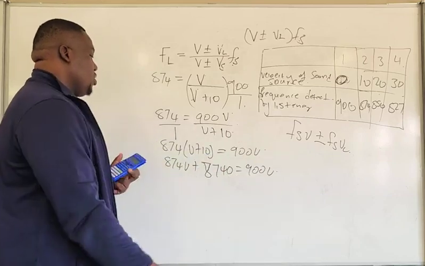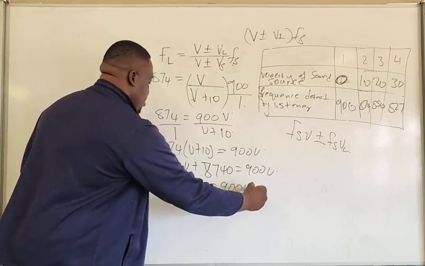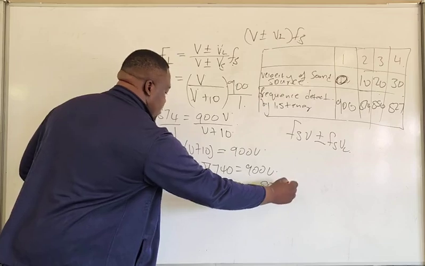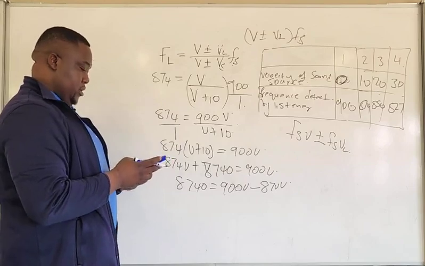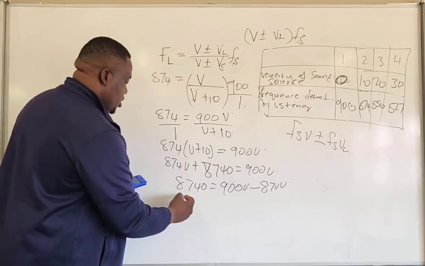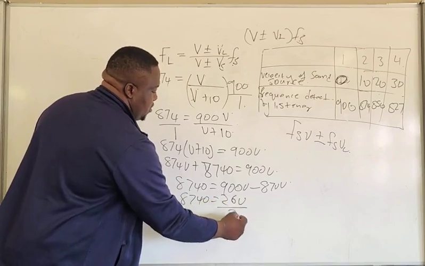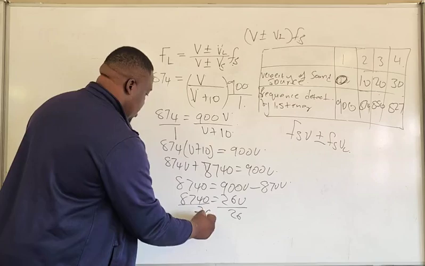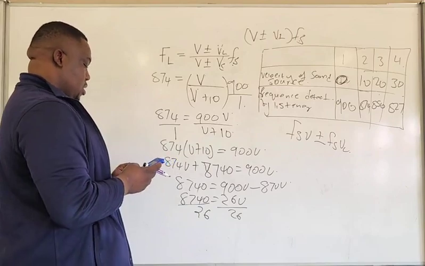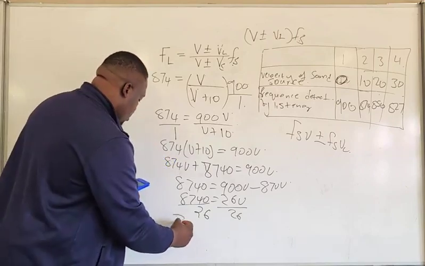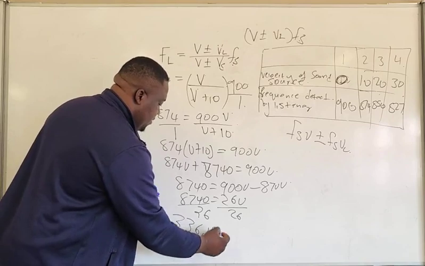Then we take V to the other side. We're going to get 8,740 is equal to 900 V, we subtract 874 V. What do we get? We get 900 minus 874 is 26. 8,740 is equal to 26 V. Then we divide by 26. 8,740 divided by 26. And what do we get? We get 336.15 volt.